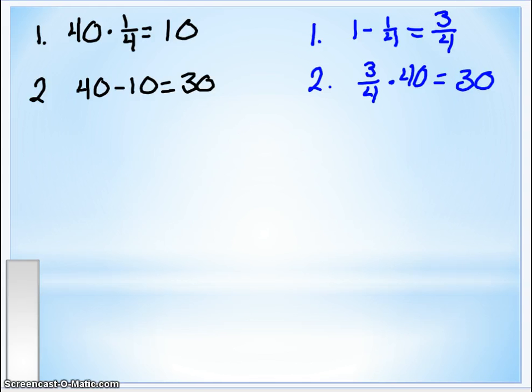Here we have two equations. The first thing we did was we took 40 times 1/4 equals 10 and then subtracted it. Then we took the 1 whole minus 1/4 equals 3/4 and then took that times 40 equals 30. I want you to think about this and see if you can set this up in a way where you have an actual equation. Go ahead and write down any equation that you can think of that will get you these answers, the two equations.